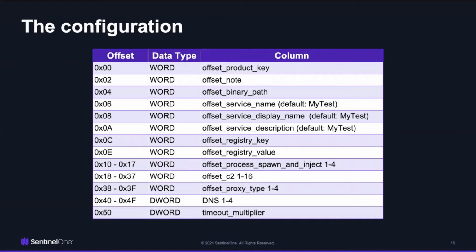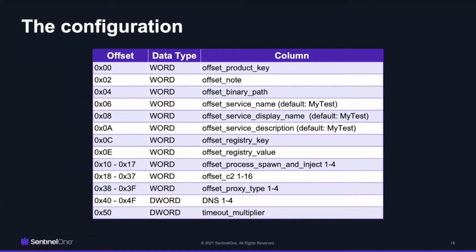Regarding the configurations, this table shows all of the columns in the configuration. The first two columns, offset product key and offset nodes, are the identifiers of the campaign. They could be randomly generated. And later come the binary path and some service settings and run key registries. The default name of the service is myTest, so this could be a useful indicator to check for ShadowPad infections in some cases.